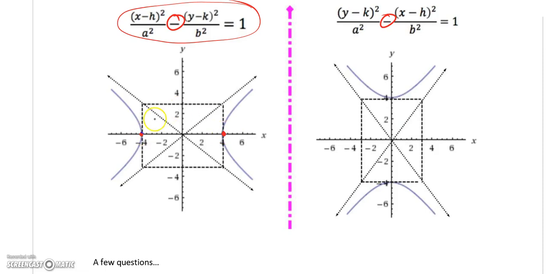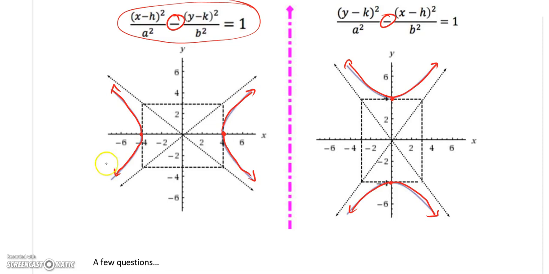So here are your vertices. And the part that I'm highlighting in red is the only part that's part of your graph. Everything else, this box in the middle and the X on the diagonals, those are just guidelines so that you can figure out what the shape is going to be. So over here, same thing. This branch and this lower branch are the only parts of your hyperbola.